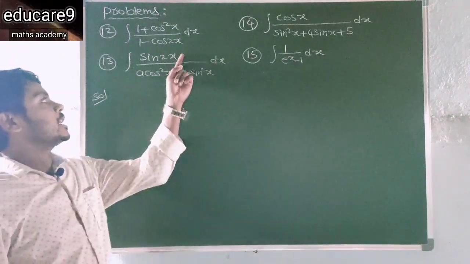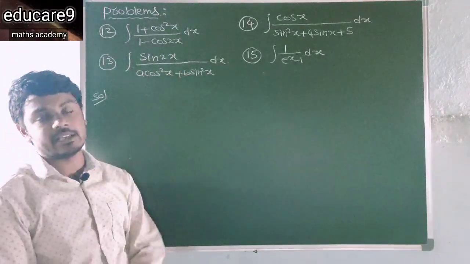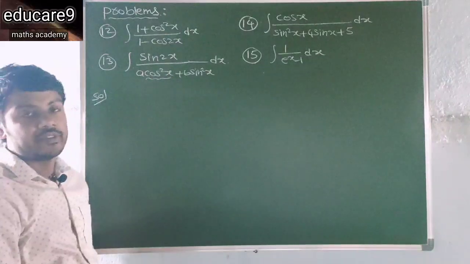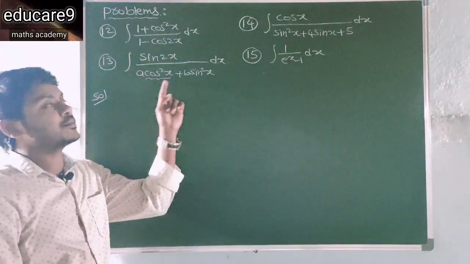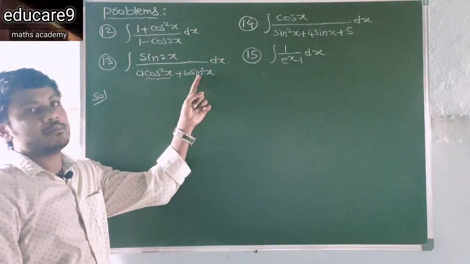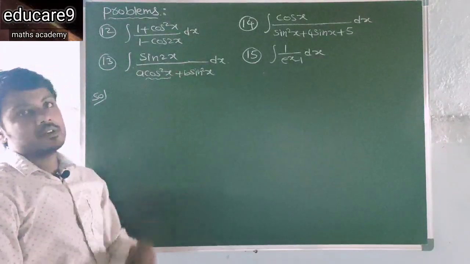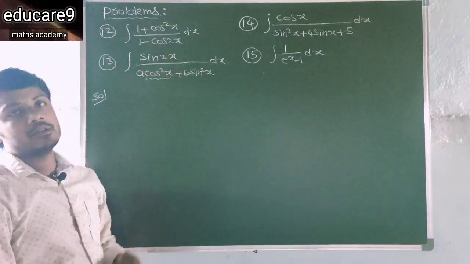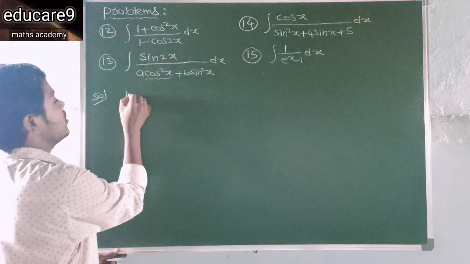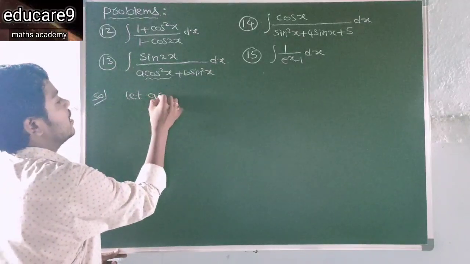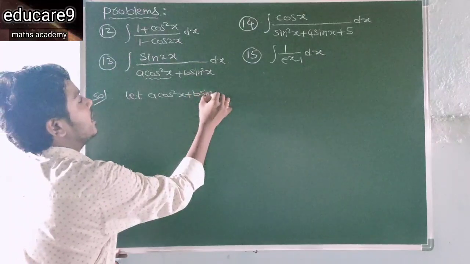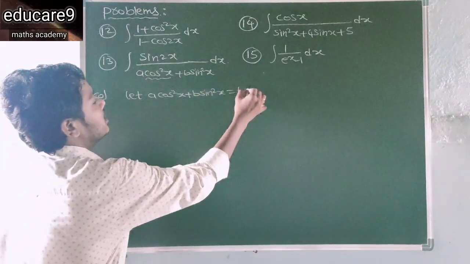Here, sin 2x by a cos square x plus b sin square x. See here, if you differentiate cos square x, you will get 2 cos x into minus sin x, so that is minus sin 2x. Here plus sin 2x. Okay, so that is the numerator. So that's why this denominator assume as t. So let a cos square x plus b sin square x is equal to t.